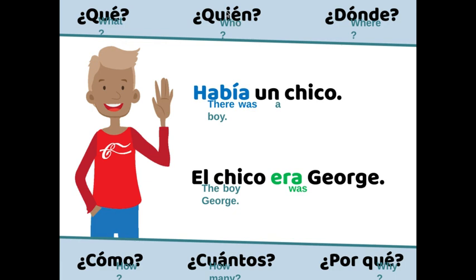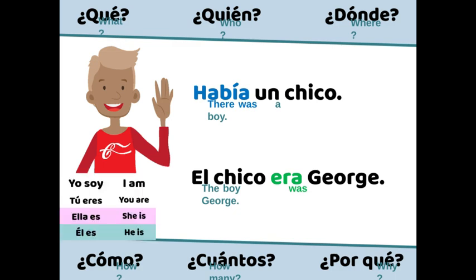Let's try another one. ¿Quién? WH, we're using the same one. ¿Quién? Who? ¿Quién era el chico? Wait, I think I just said that one. I'm sorry. Okay, we're going to move on. I can't remember if I asked who was the boy or what was George, a boy or a girl. We'll move on.